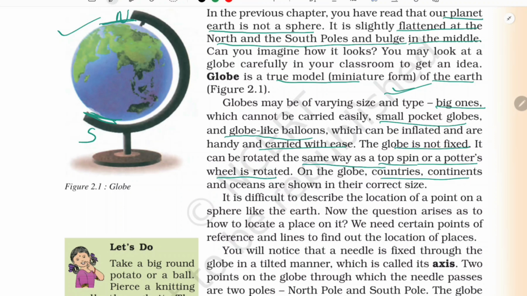And on the globe, countries, continents and oceans are shown in their correct size. So here in the globe, what will you observe? You will see that the countries and the oceans are all given in a very correct size. See here the blue parts, these blue parts indicate water, and these green parts indicate the countries.